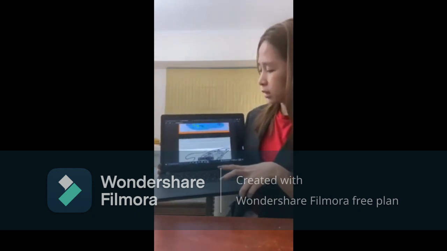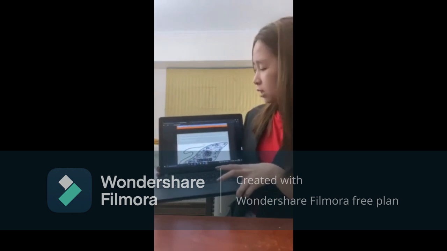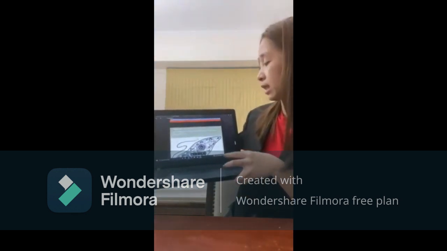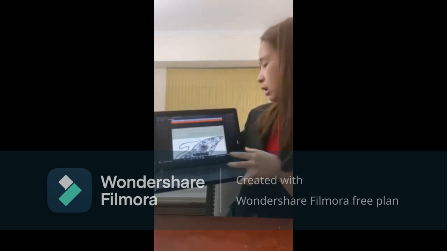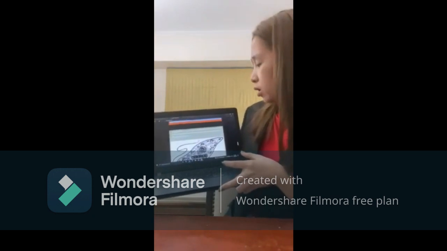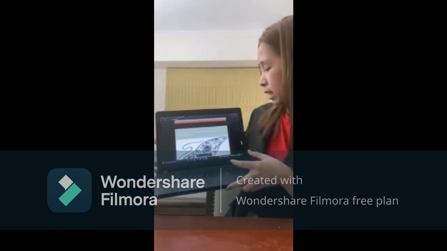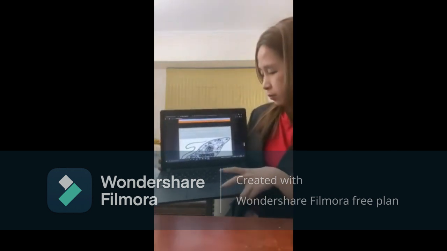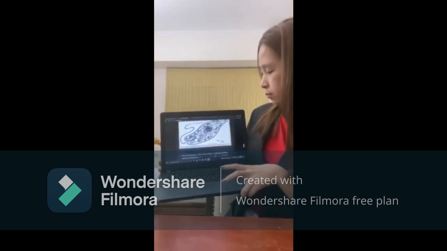And flagellum. Flagellum is a whip-like structure that acts primarily as an organelle of locomotion in the cells of many living organisms. This is the picture.